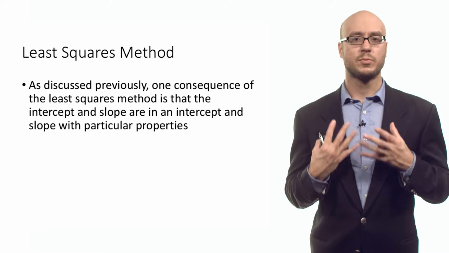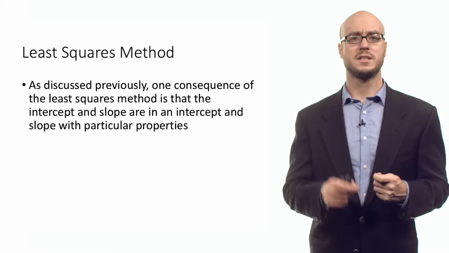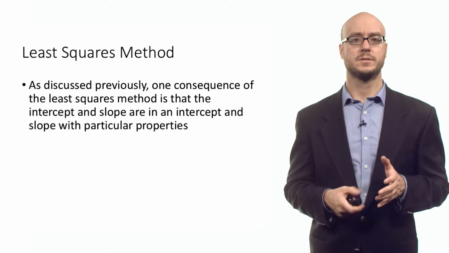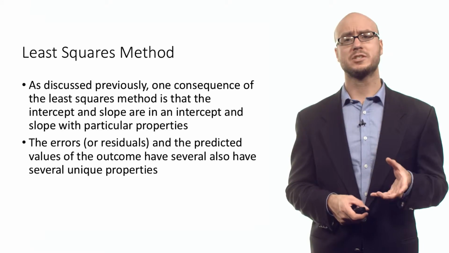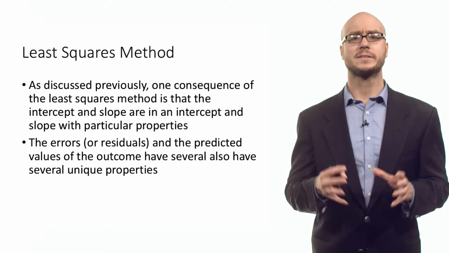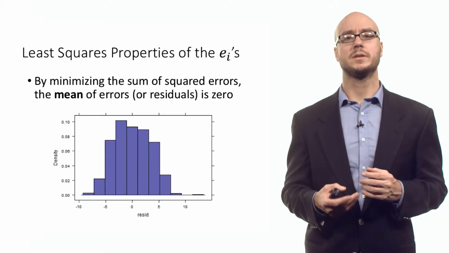As we mentioned previously, one consequence of minimizing the sum of squared errors is that the intercept and slope have particular properties, right? The errors or residuals, as well as the predicted values of the outcome, or the fitted values, the y-hats, also have several unique properties. So let's look at some of these properties.